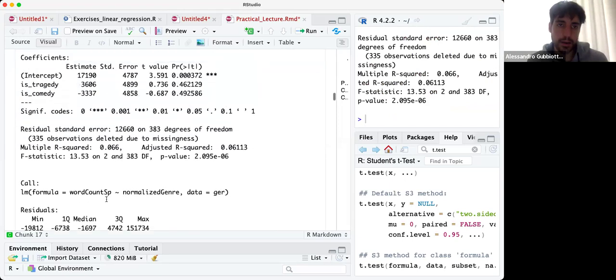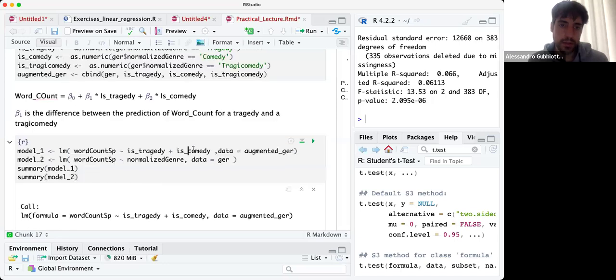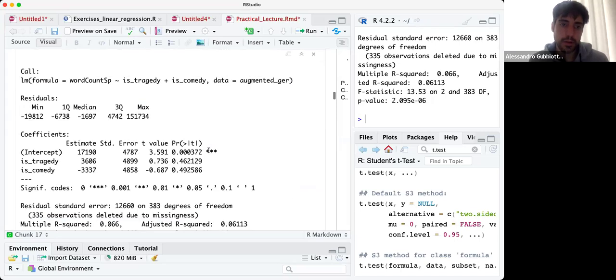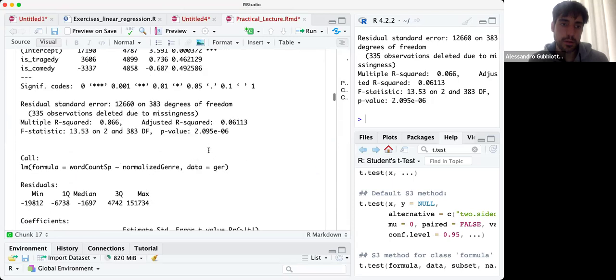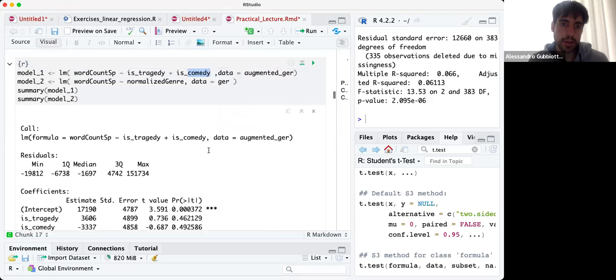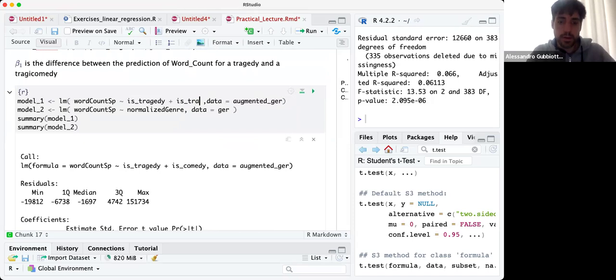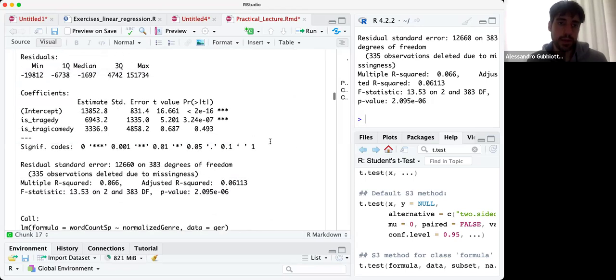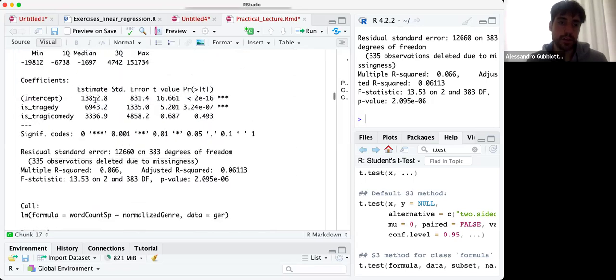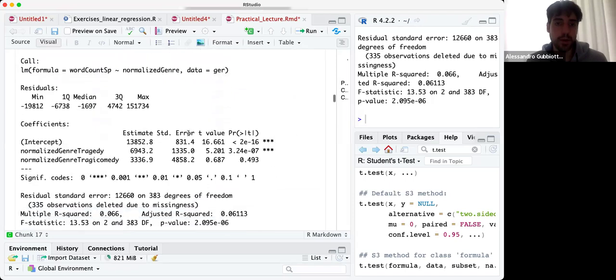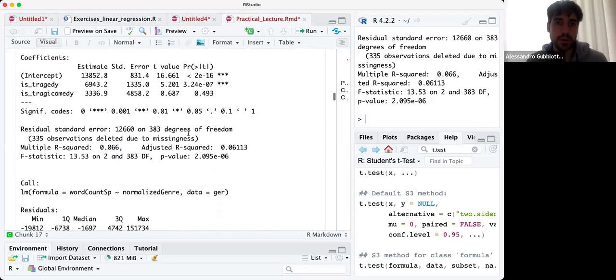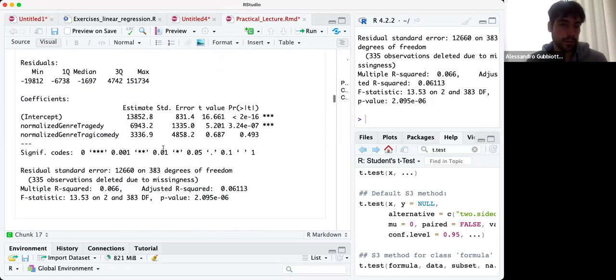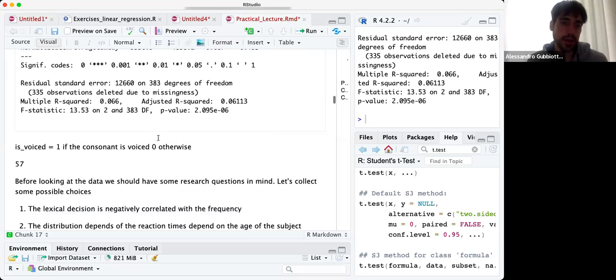So maybe we can use it. Instead of is comedy, is tragicomedy. Tragedy and tragicomedy. And in this case, they are exactly the same. They were also the same before, but now we can see that they have the same coefficients, the same t-values, p-values, because they are exactly the same thing.